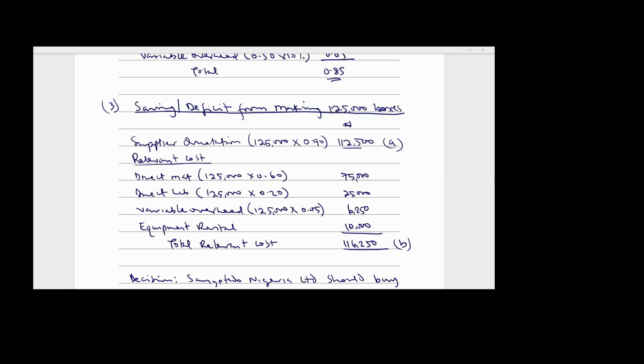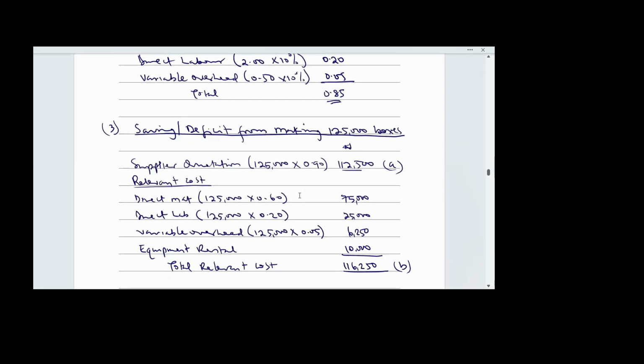Like I said previously, all that we have calculated in requirements 1 and 2 are based on 100,000 boxes. So the examiner is now telling you that the revised estimate shows they want to produce 125,000 boxes, and that above 100,000 boxes, an equipment rental of 10,000 naira must be acquired. So if that is the case, should the company make or buy the tube? What you are supposed to do is pick the supplier's quotation of 90 kobo and multiply with 125,000 boxes. That will give us 112,500. You proceed to calculate your relevant cost.